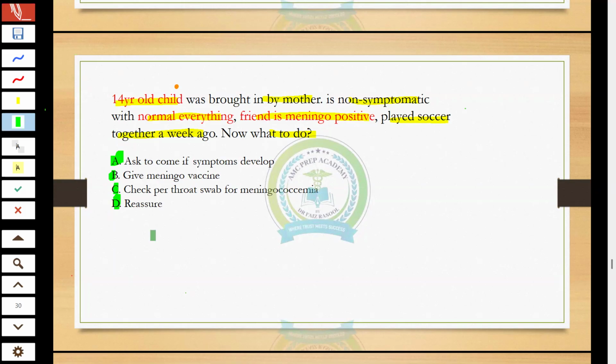Doctor Hassan, why would you give the vaccine? And see here, the patient is asymptomatic with normal everything. Just the friend is positive.